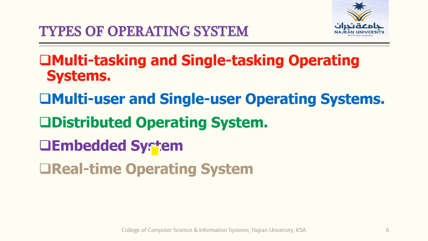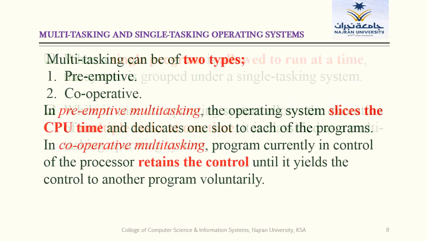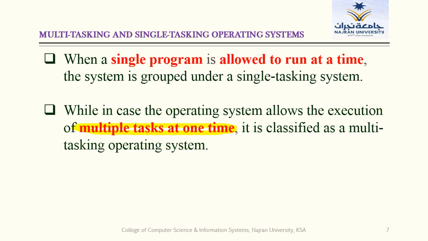Then we have seen the 5 different types of operating systems: multitasking and single tasking operating systems, multi-user and single-user operating systems, distributed operating systems, embedded operating systems, and real-time operating systems. In a multitasking operating system, multiple tasks can be done at a time. But in a single tasking operating system, it is not allowed to run more than one task at a time. Only one task will be allowed at a time.